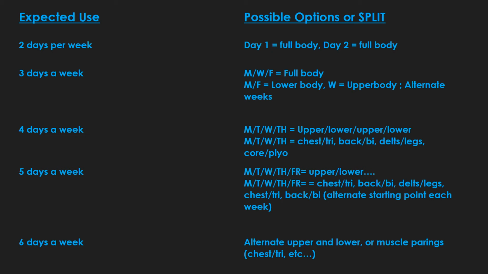An example of 4 days a week, 5 days a week, and 6 days a week, you can see we alternate upper, lower, or specific muscle groups like chest and triceps or back and biceps. These are just options. There are many ways that you can split a workout as long as you have rest between workouts for the muscle groups that you had previously worked.